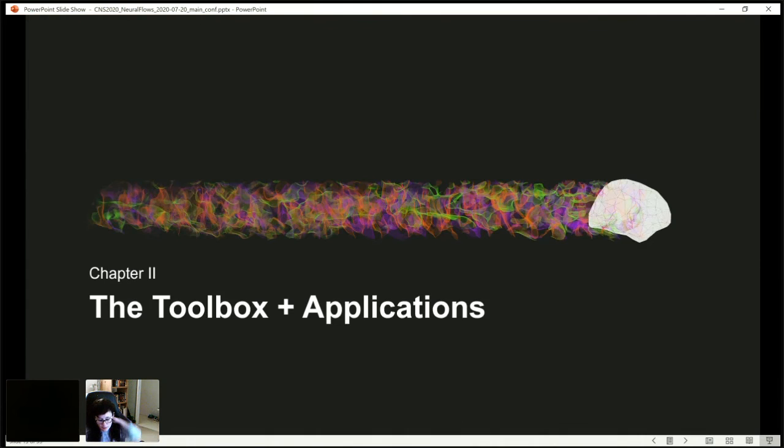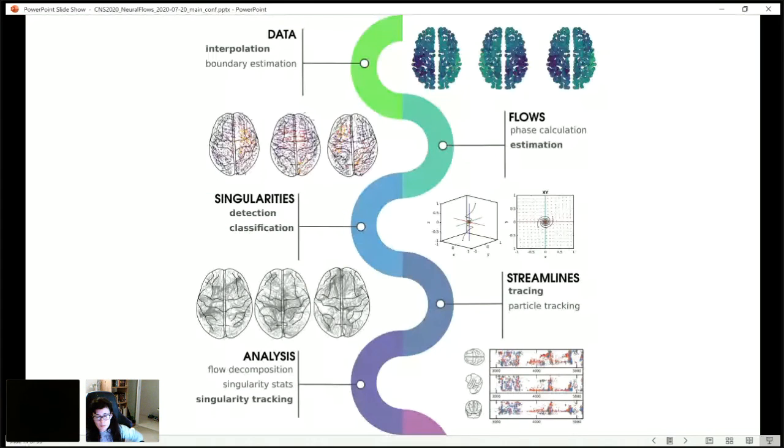So let's get to the toolbox. What can you do with this toolbox? Well, a typical workflow is like this. We have some data. In general, this data comes from some scattered measurement points, as I was saying, source-reconstructed MEG or EEG or parcellated fMRI. So we need to interpolate.